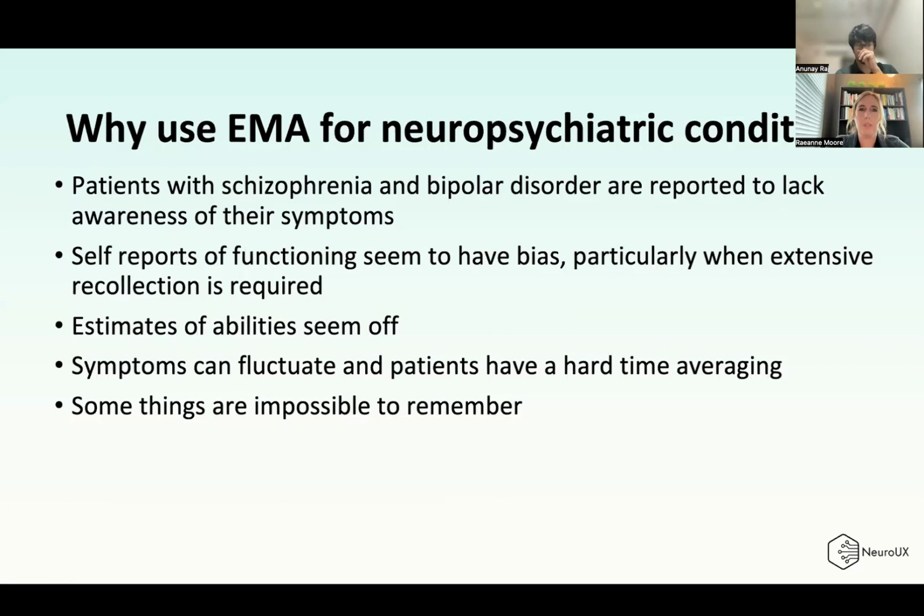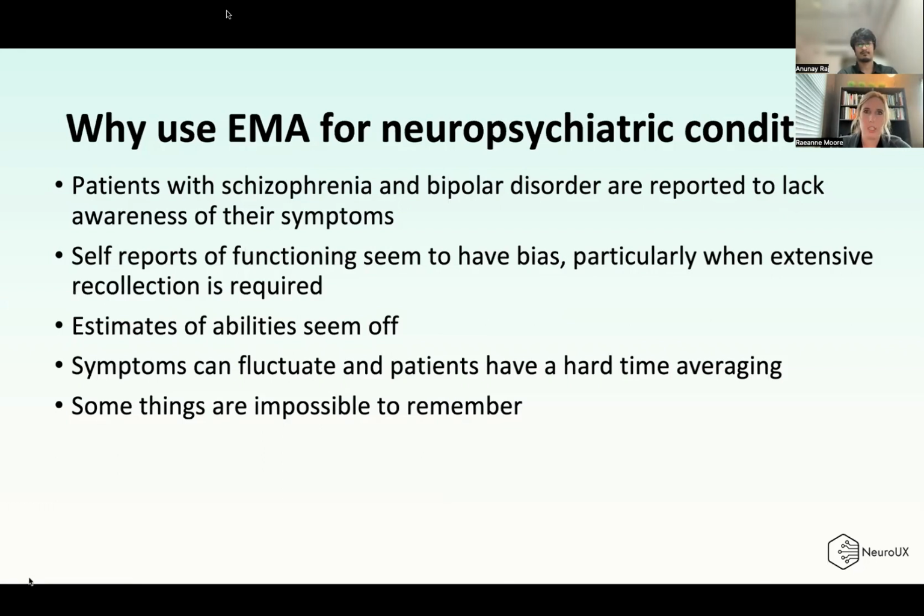And self-reports of functioning, as I was mentioning, do seem to have a bias, especially when we have to rely on retrospective recall. So patients usually see their psychiatrist once every 6 months, maybe once a year, and they're asked to describe their symptoms and their functioning over the course between those visits. And that can be really hard to do, especially because symptoms fluctuate. Patients can have a really hard time averaging, and some things are just really impossible to remember.